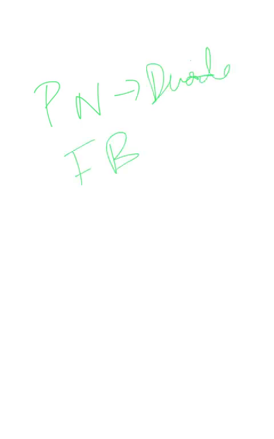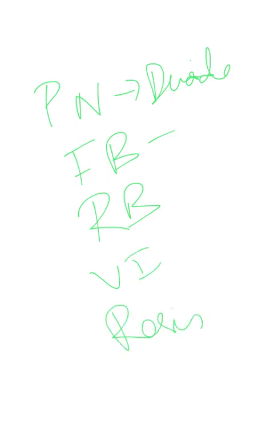So this completes what we studied in this section: the PN diode, forward bias, PN junction diode, reverse bias, VI characteristics of forward and reverse, and resistance level.